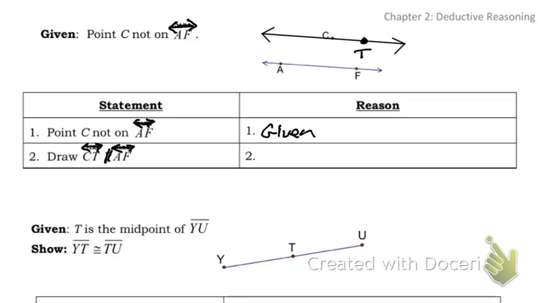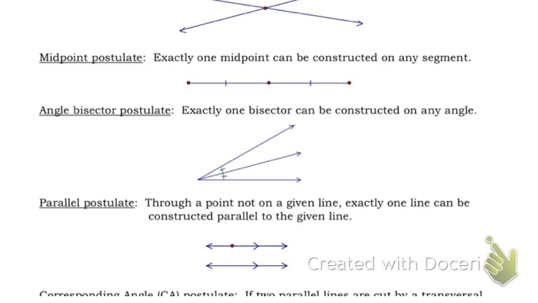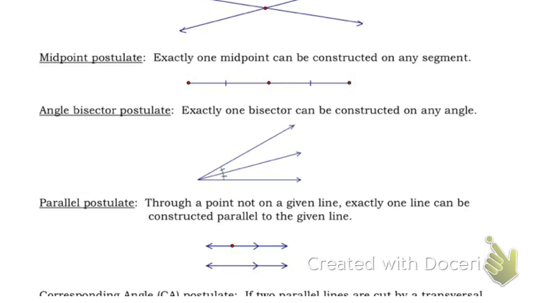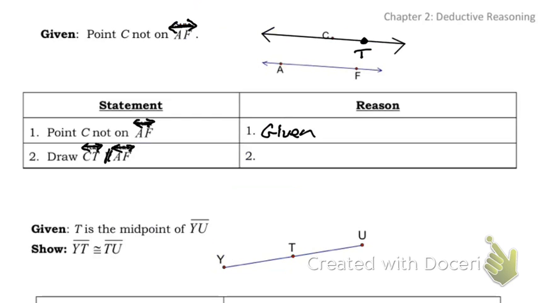Now we're going to look for something that says I can construct that line parallel to another line. If we stick to that same sheet, just below the midpoint postulate, we have this parallel postulate. Note that a lot of these postulates allow for construction. So if I'm constructing something, I'm probably going to use one of these postulates. The parallel postulate says through a point not on a given line, exactly one line can be constructed parallel to the given line. That sounds exactly like what I just did. I made a parallel line through a point that wasn't on the line. So we come back here and say, that's the parallel postulate.